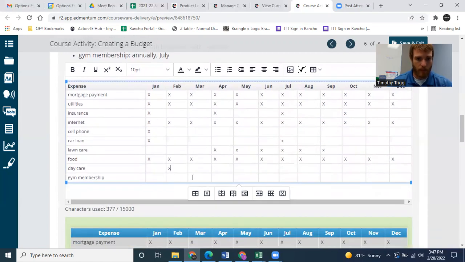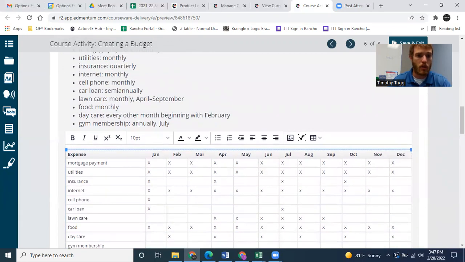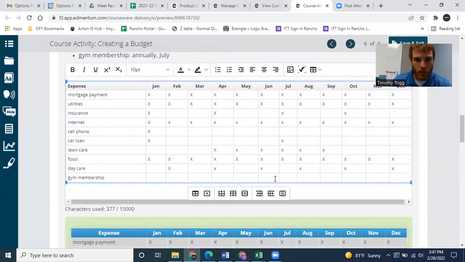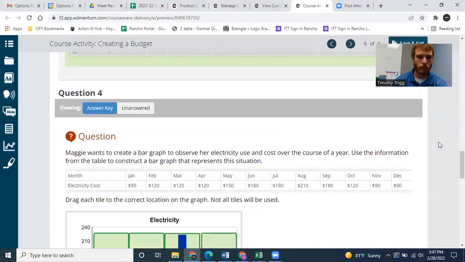So for daycare, we put an X there, skip a month, put an X, skip a month, X, skip a month, X, skip a month, X, skip a month, X. Gym membership, he only pays once in July. And so where do we want to put an X? You guessed it, just once in July. Okay, so that's how you fill out the chart. Make sure you put in for cell phone all the way across X's.